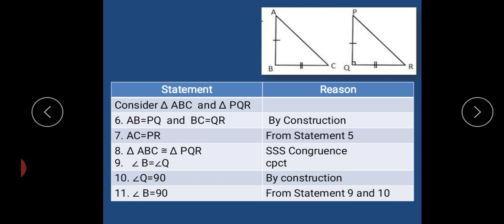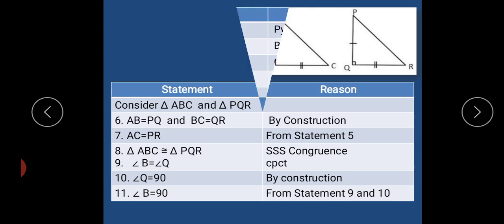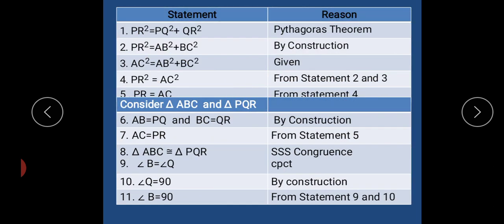Let's see the entire theorem once again. Yes. So we start with Pythagoras theorem in triangle PQR. PR square is equal to PQ square plus QR square. By construction, PQ is equal to AB and QR is equal to BC. And what is given to us is AC square is equal to AB square plus BC square. From statement 2 and 3, we get PR square is equal to AC square. Therefore, PR is equal to AC.